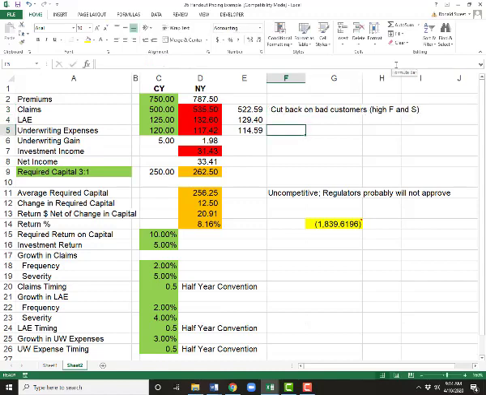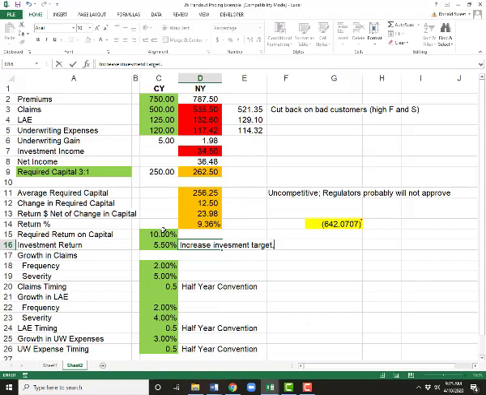Cutting expenses is something you always want to do if you can, but it's not always an option, or you should be doing it all the way anyway. So there's not much more you can do. The investment earnings, maybe you could make more than 5%. Maybe get your firm to make 5.5%. But remember, if you increase investment return, then you're increasing risk.